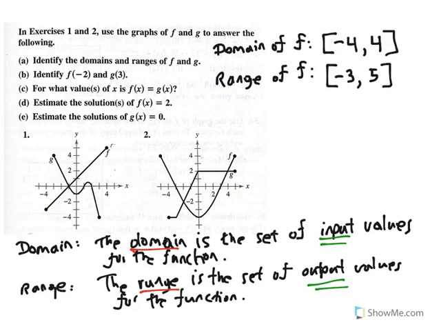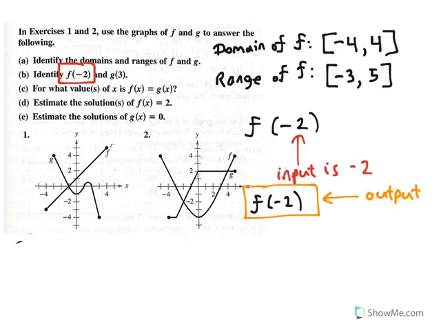Now we go on to part B, and we will focus on the function f. So it says here, identify f of -2. We began this lesson by reviewing function notation. So the part that I boxed in red, f of -2, is talking about the output from the function f when the input is -2. So you want to understand exactly what I just said. And I wrote it so that you can see what we're talking about.